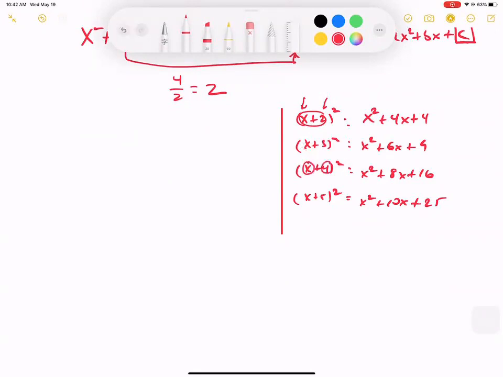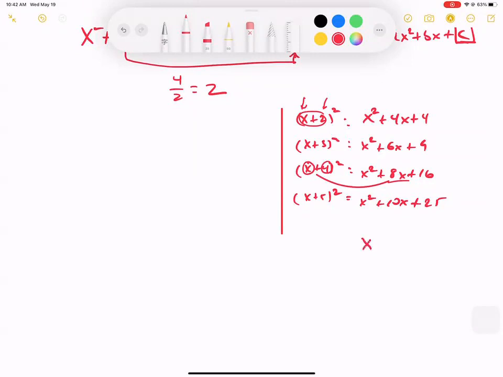Square the front, square the back, double the middle. X times x is x squared, 4 times 4 is 16, and 4x double is 8x. So these are what we call perfect squares. If I give you a problem that fits this pattern, we can write it as this perfect square version.